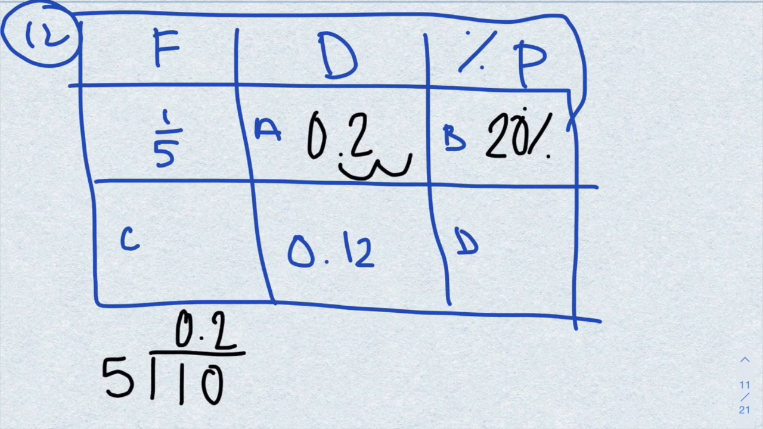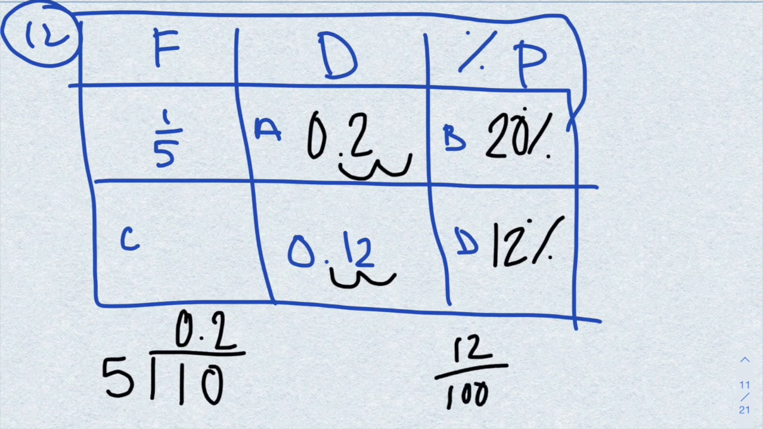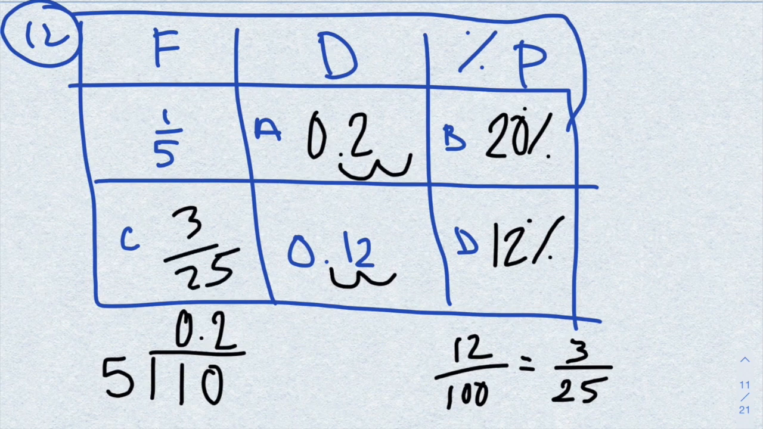For the next row, I move my decimal over again. It gives me my 12%. And then from that 12%, I know percents are out of 100. I have a fraction, but I need to simplify it. Both 12 and 100 have 4 in it, so it can become 3/25.